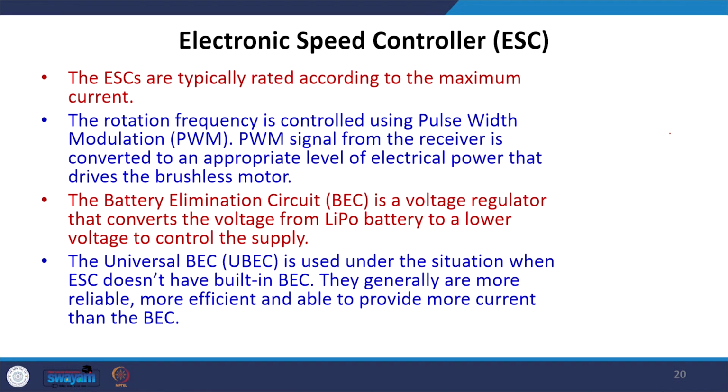The ESCs are typically rated according to the maximum current they can handle. The rotation frequency is controlled using pulse width modulation, which is called PWM. The PWM signal from the receiver is converted to an appropriate level of electrical power that drives the brushless motor, and the battery elimination circuit, which is known as BEC, is a voltage regulator that will convert the voltage from the LiPo battery to a lower voltage to connect the supply.